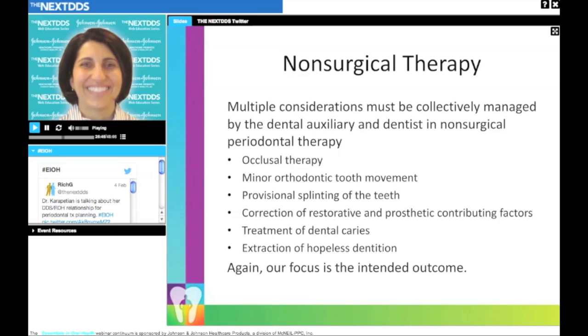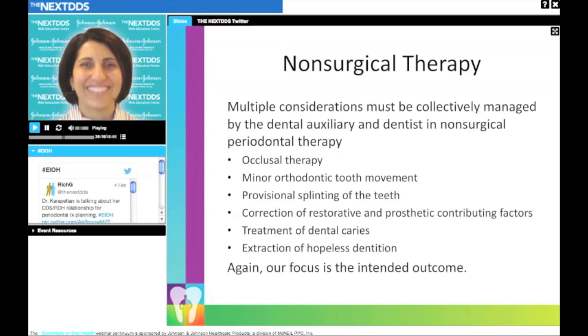One point that I did want to make, I do not believe in splinting teeth. The Academy at this point is not in favor of splinting teeth. We feel that splinting teeth creates a plaque trap, and patients are not able to successfully or effectively clean around a splint.